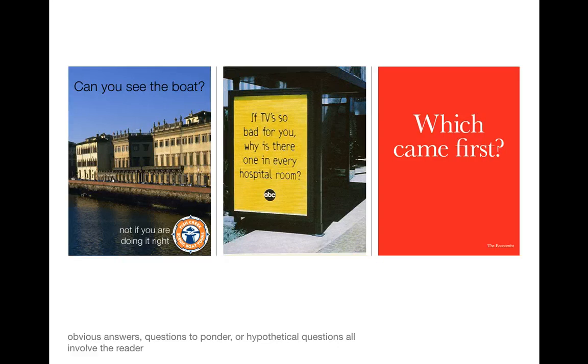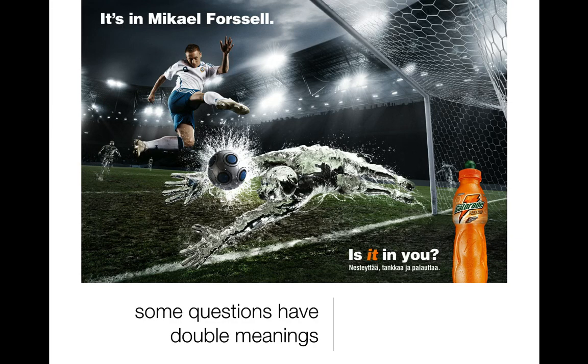And then we have The Economist, which again is known for their great headlines, which came first? And this goes back to those age-old questions of the chicken or the egg, right? Now, some questions have double meanings, and if you can figure out a way to have a double proposition with a double meaning, then that's another great strategy for success in your writing.